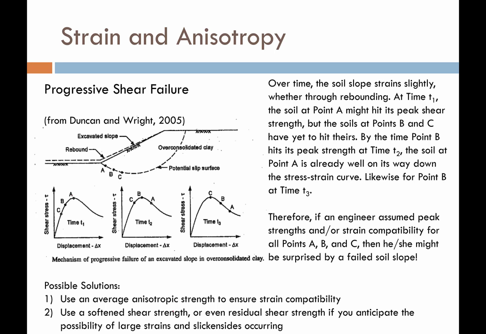Another thing that we could do is that we can go ahead and just design to maybe the residual strength at a large strain. So a softened, or even in severe cases, the residual shear strength. And that way we can cover ourselves in the event that large strains occur or even a slickenside develops. Now bear in mind that if you use residual shear strengths, you're going to have much lower factors of safety in your soil slope than you would if you use peak shear strengths. But it can be dangerous to use peak shear strengths because the peak shear strengths just may not be there in the field.